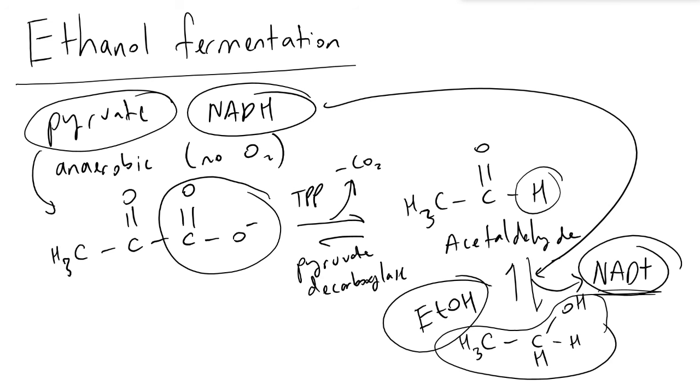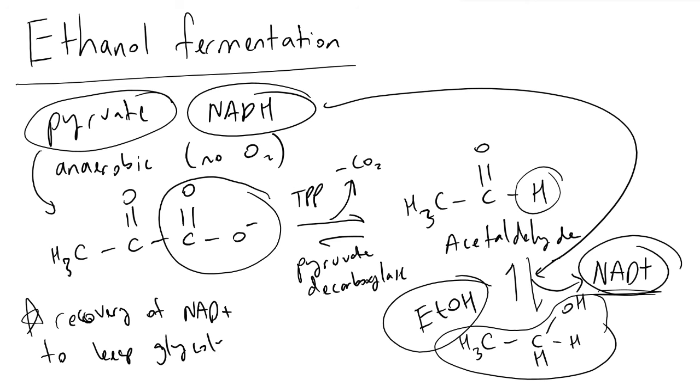And so the main takeaway from ethanol fermentation is it allows for the recovery of NAD+ to keep glycolysis going, generating ATP. And so this summarizes the steps involved in ethanol fermentation, and I hope you guys find this useful.